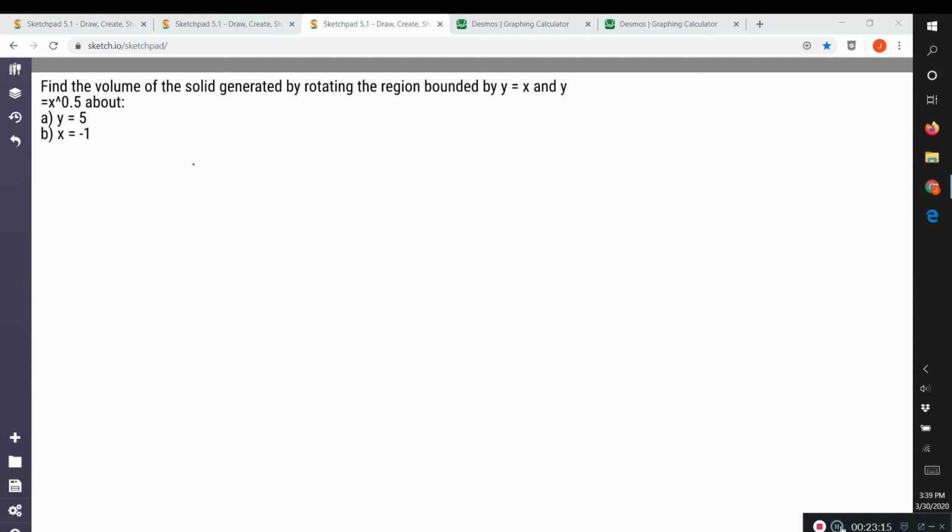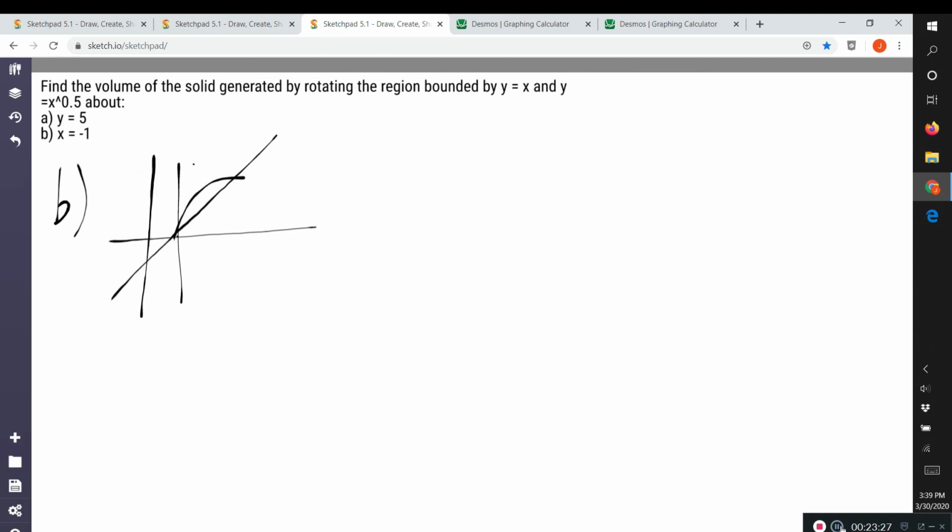All right, on to part B. Now we're going to be rotating around the line x equals negative 1. So if we draw our region, the line x equals negative 1, we realize we're rotating in the other direction now. So we have two options. We can go with the shell method, or we can adjust our equations.